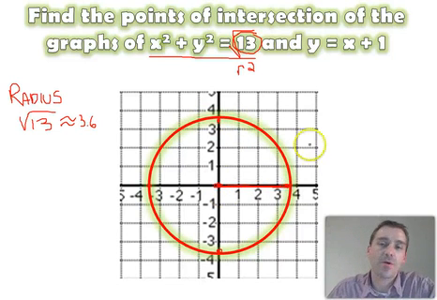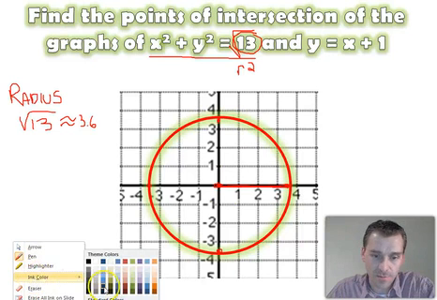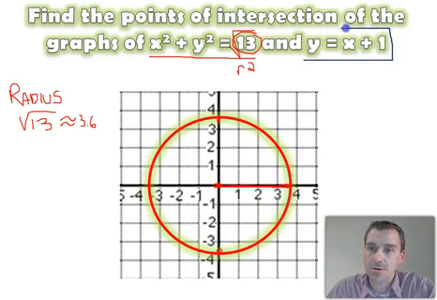Lovely. So now what do I have to do? Well, let's change colors. Oh yeah, let's make it blue. So now I have to graph the equation y equals x plus 1. Here's what I know. It's a straight line, whether it's going up, down, left, or right, doesn't matter.